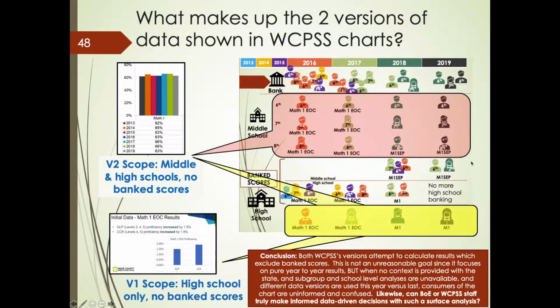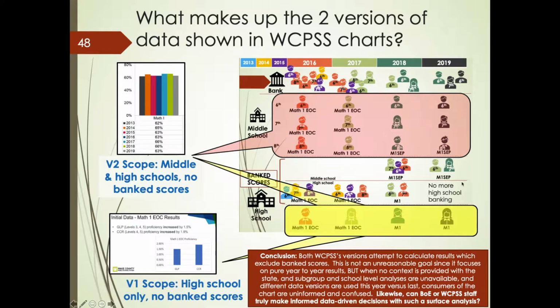That is where I was trying to explain the evolution and usage of the different Math 1 EOC metrics as they've evolved over the last 4 years. So what I'm doing here is I'm trying to show those 2 data sets that I just talked about on the prior page, version 1 and version 2, and showing you how those map to that chart. For example, V2 scope, that's middle school and high schools. That's showing just these middle schoolers and just the high schoolers. Those are coming together to make up this metric.